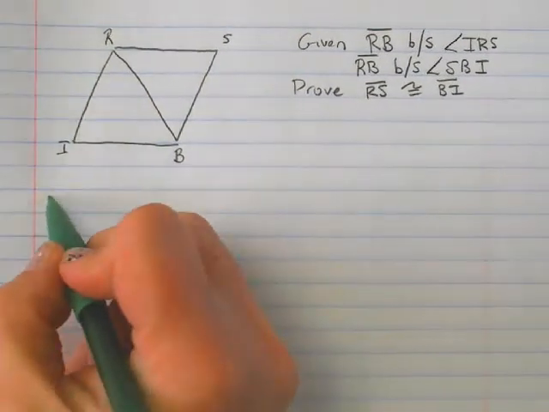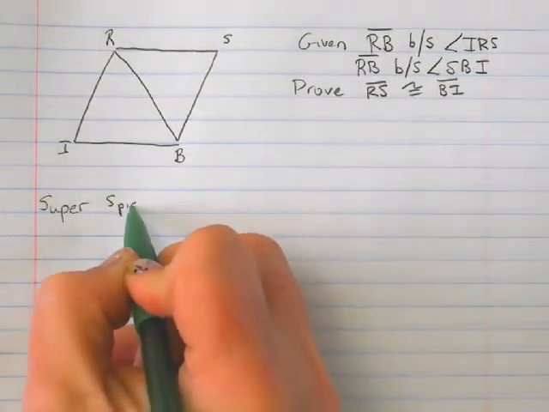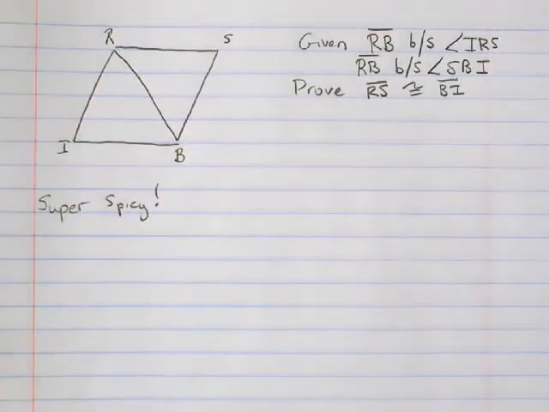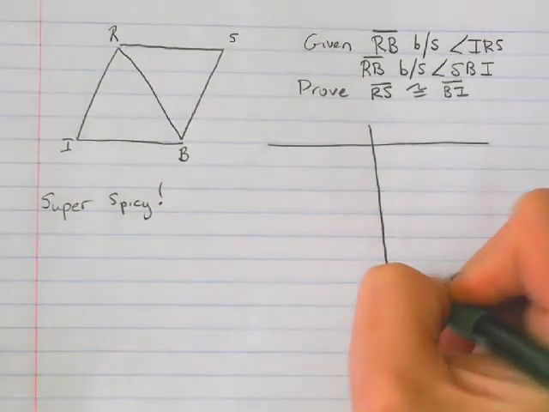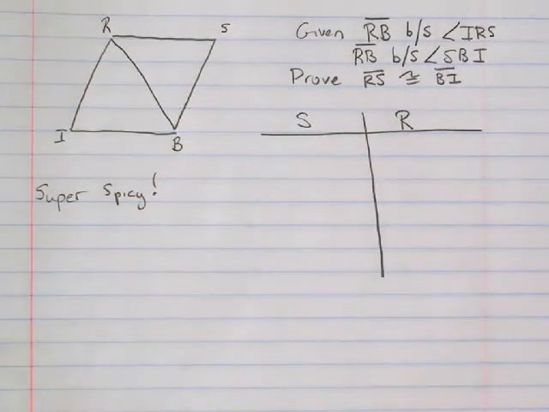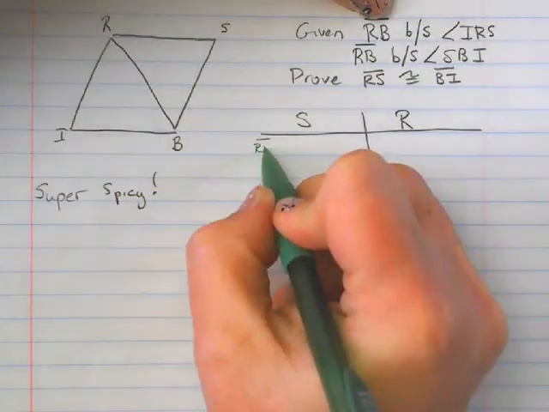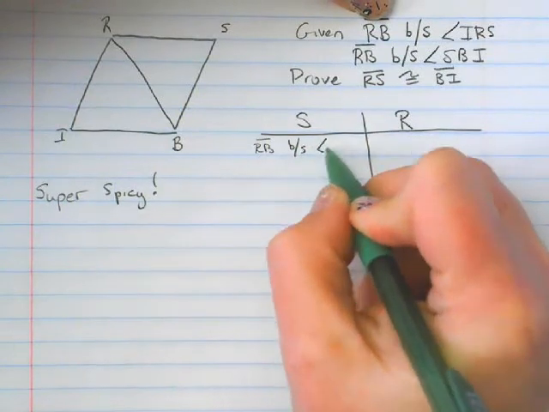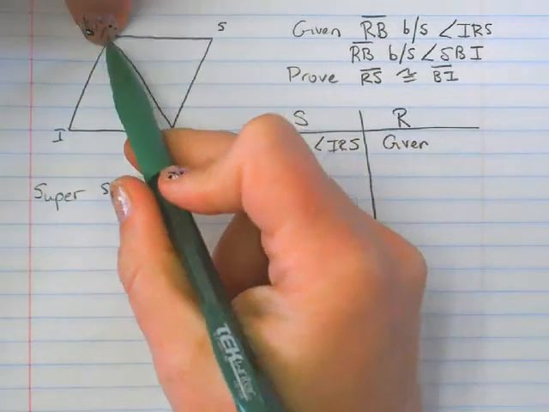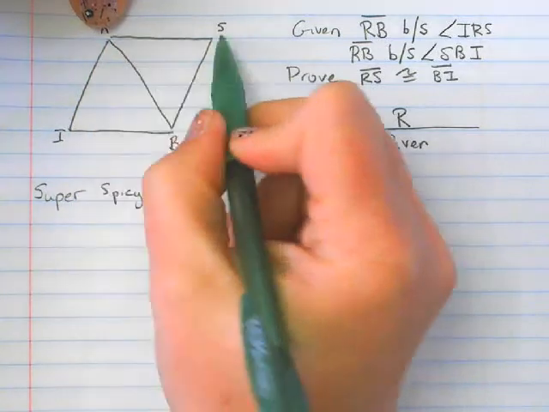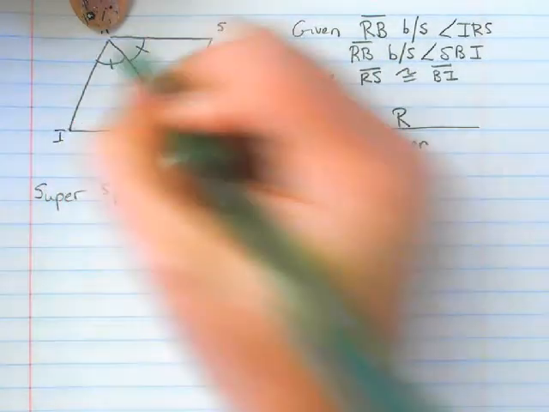This is super spicy. If you can do this, you're definitely going to get an A and maybe even 100% on the test. Pause the video, give it a chance on your own first, and then start it back up. We always start with our statements and our reasons. Side RB bisects angle IRS. It's given. RB bisects IRS. These are congruent.